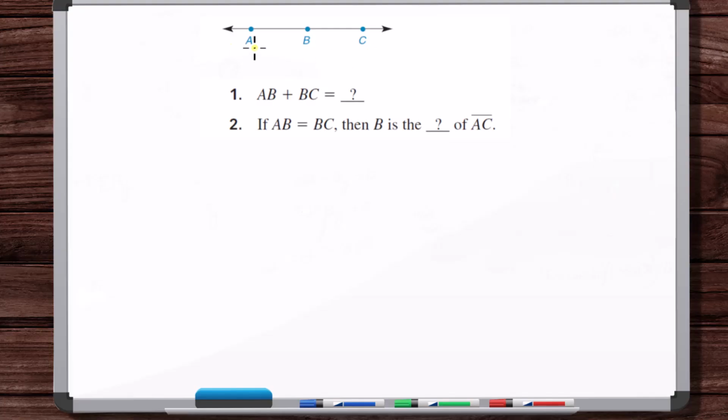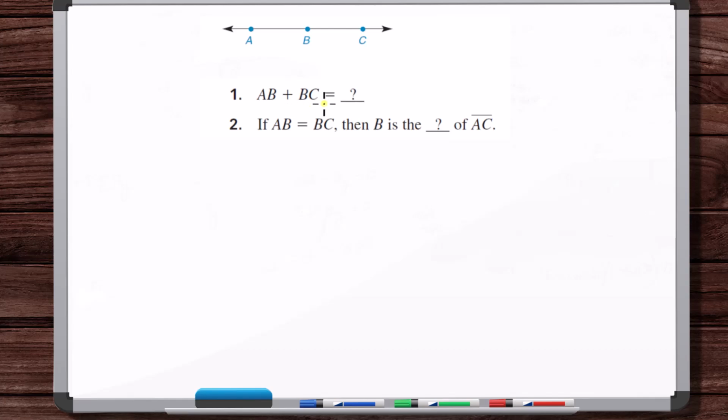So all of the postulates and definitions and the one theorem that we went through in section 1.3, going through these early definitions and postulates that serve as a lot of the foundation to what we're going to learn throughout geometry. All right, so here we've got a line with points A, B, and C on the line.